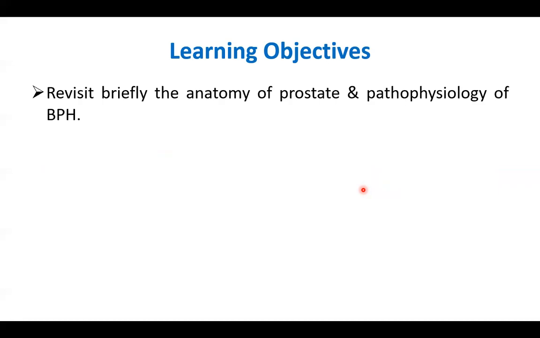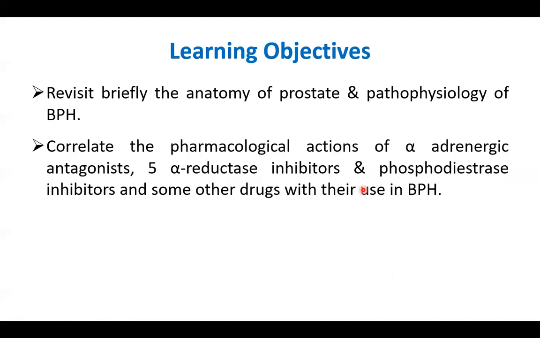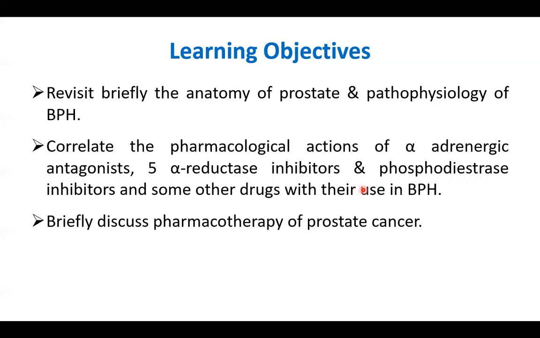So our objective would be, first, we'll briefly revisit the anatomy of the prostate and the pathophysiology of BPH. And then we will talk about the pharmacotherapy of BPH. We have different treatment options, and that includes pharmacotherapy. In pharmacotherapy, we'll talk about the pharmacological actions of alpha-adrenergic antagonists, 5-alpha-reductase inhibitors, phosphodiesterase inhibitors, and some other drugs, and we'll try to correlate them with their use in BPH. Then briefly we'll talk about pharmacotherapy of prostate cancer. Again, our major focus will be BPH.